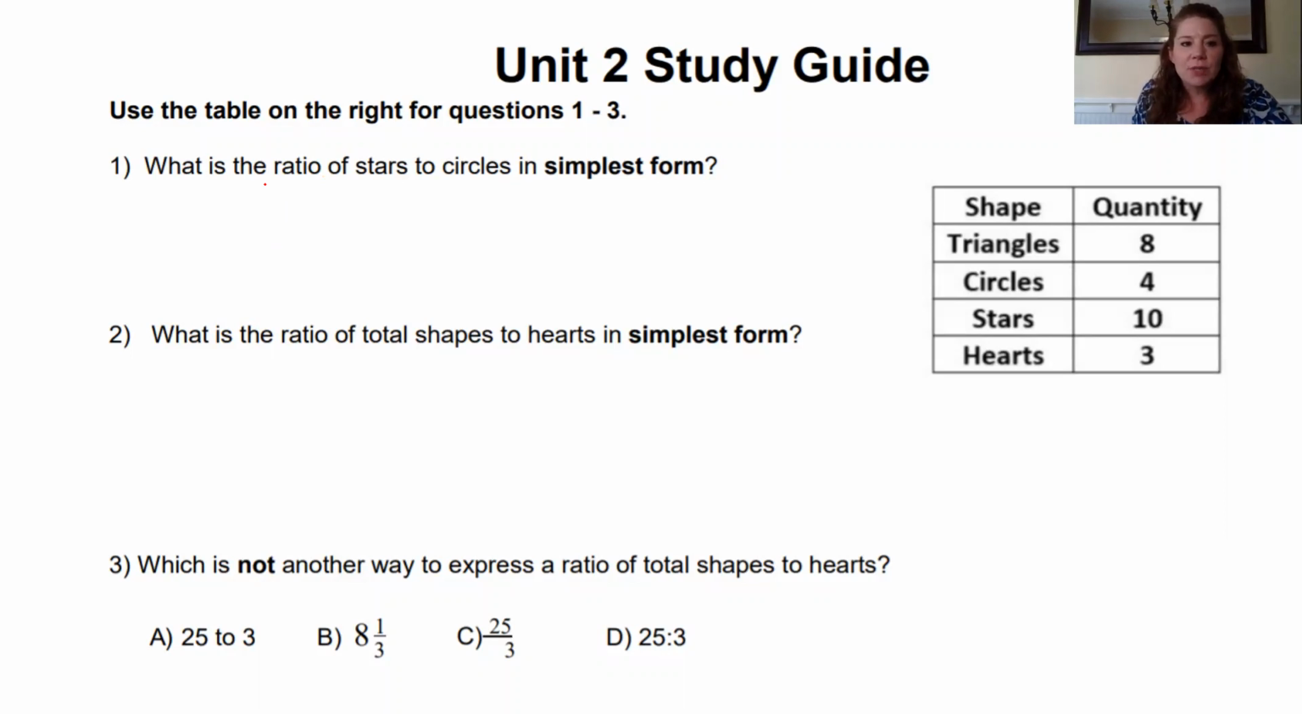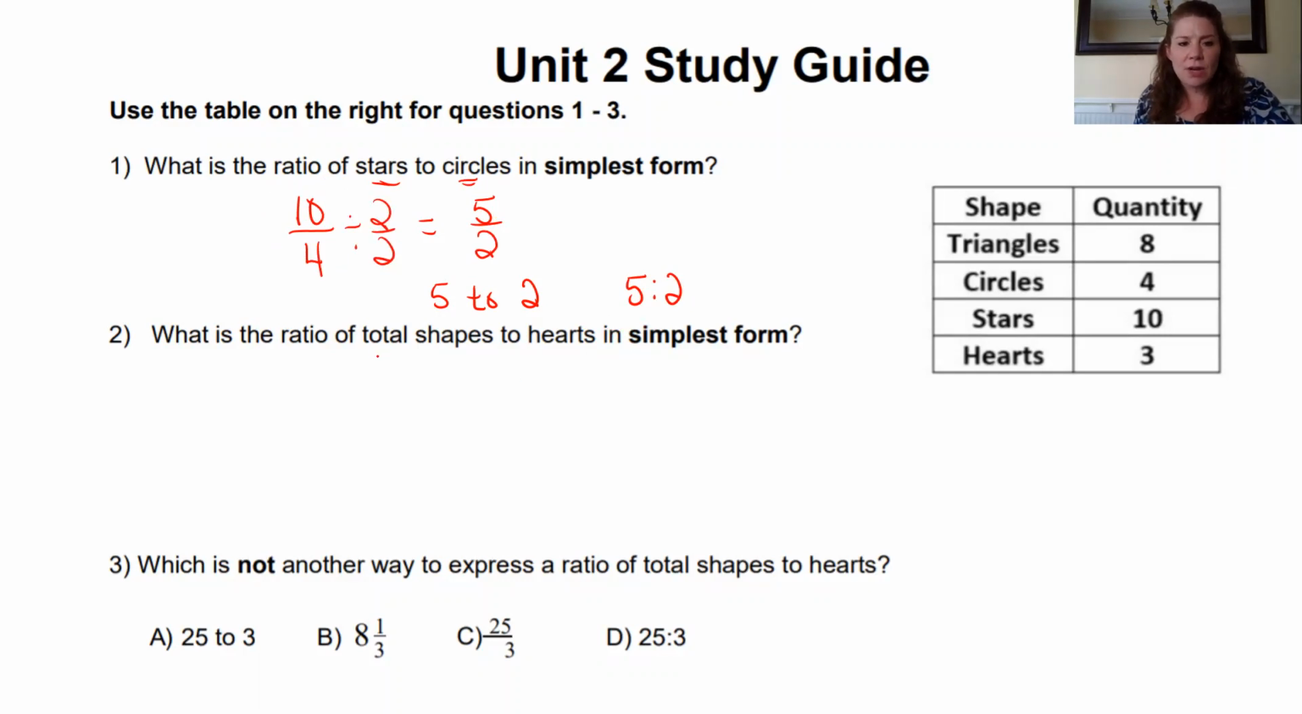So let's get started. What is the ratio of stars to circles? We have to pay attention to the order of those words. I see there are 10 stars for every 4 circles. Of course, those are even, so I can divide them both by 2, and I get 5 to 2. I could write it in fraction form, I could use the word "to," or I could use a colon. Any of those answers are correct.